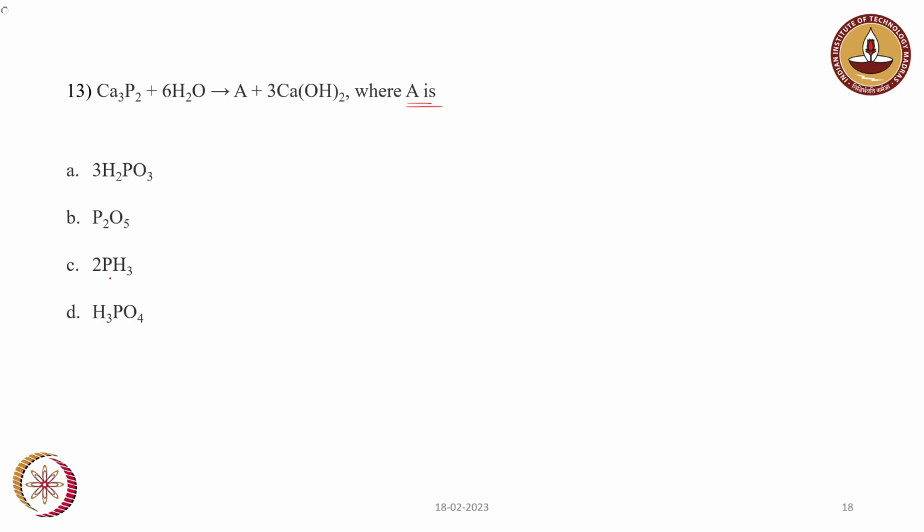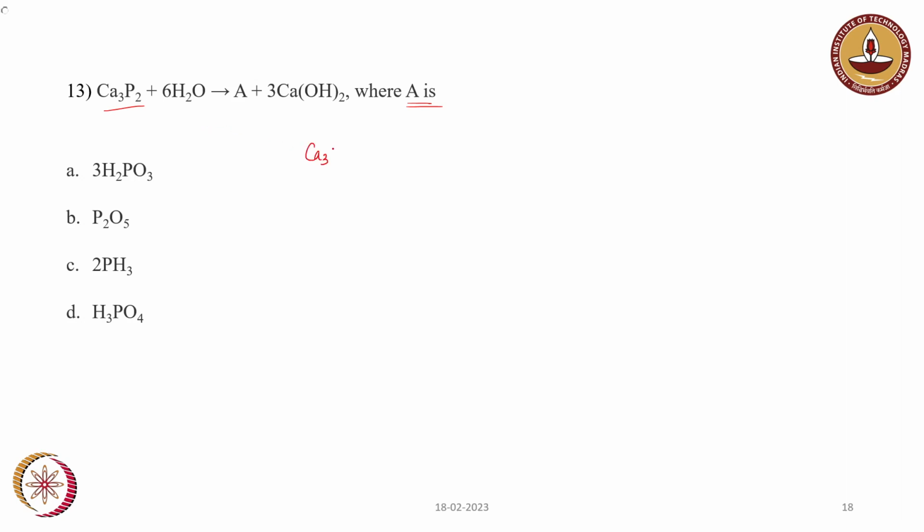So this is a simple balanced equation, but we have already seen some of the reactions to produce hydrides. So we are given metal phosphide, that is Ca3P2, and it's hydrolyzed. So we know that from hydrolysis of metal phosphide we get hydrides and metal hydroxide.